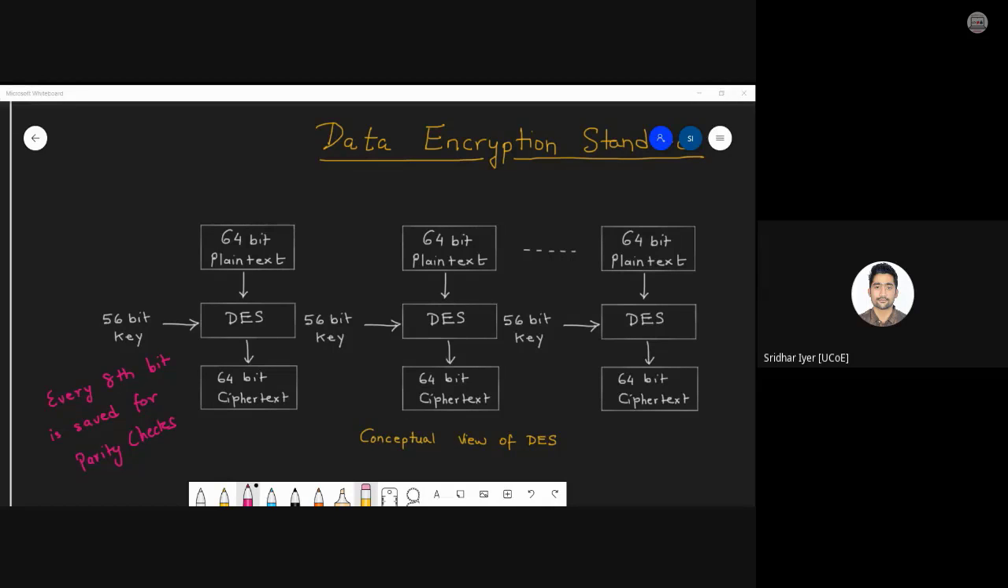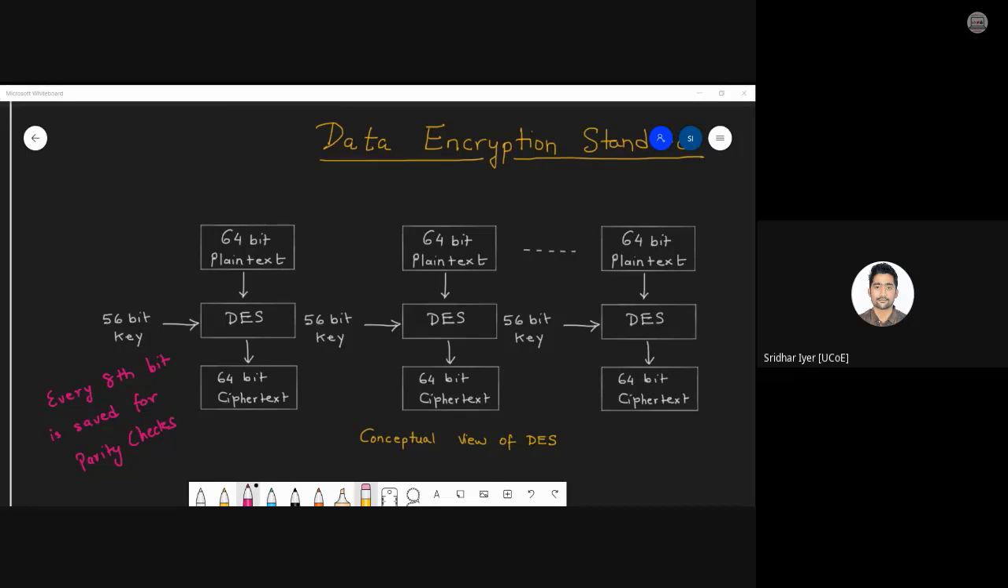Fine. We start off with a 64-bit key. This is a conceptual view of DES: whatever the size of the plain text, it will be divided into this many parts. Obviously each and every block will have the same key. Why so? Because it is a symmetric cipher. In simple terms, each and every block will have the same key, but still the ciphertext will be slightly different. How? You will come to know later.